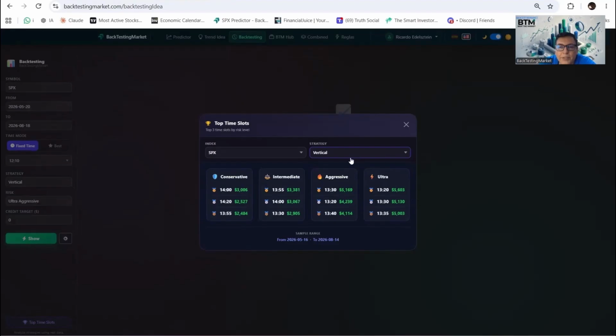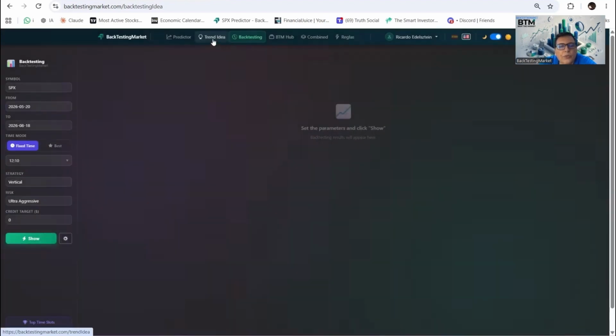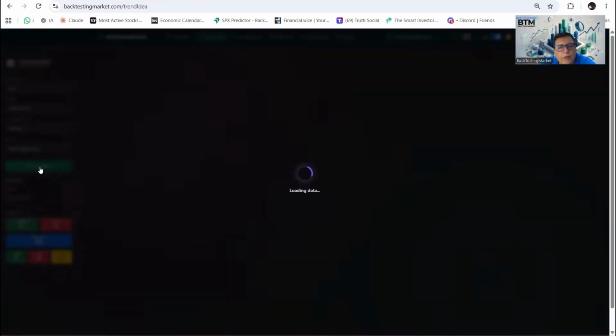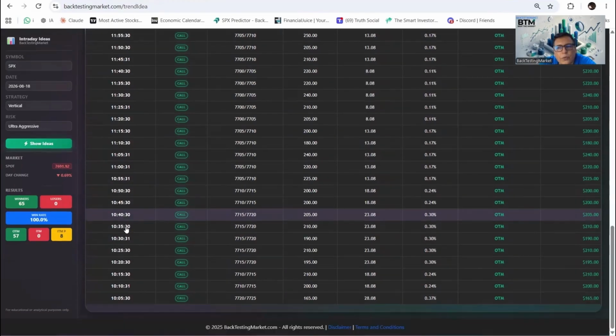So let's practice here. We have vertical, and if we choose the hour of 120, this is how it will work. You go to the trend idea, and you choose SPX as your symbol. Today is the 18th, vertical, and I'm going to choose ultra aggressive. I run the report. The report starts showing 10:05. I don't like that hour because it's not the idea that I saw just a second ago, so I have to look for the 120.